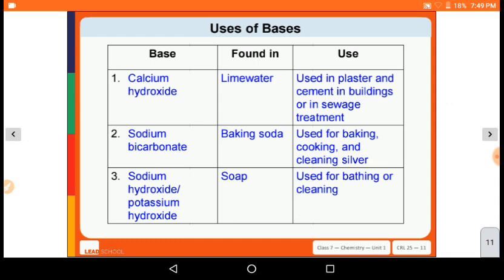So here we have discussed what is an acid, what is a base, and what are their characteristics or properties and where they are used.